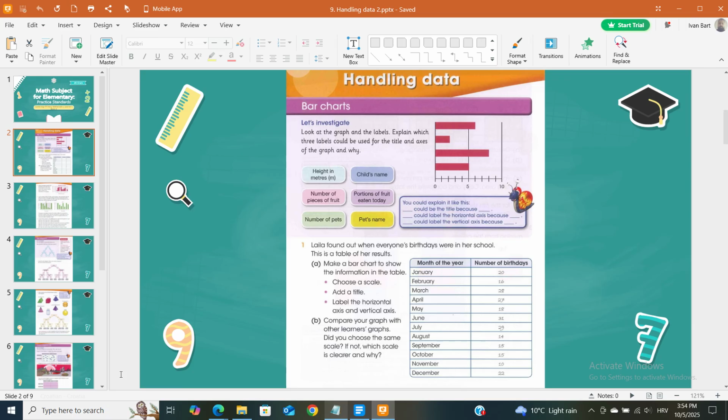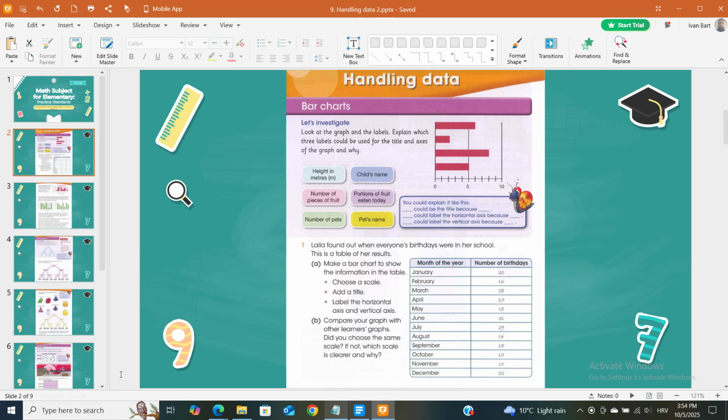Layla found out when everyone's birthdays were in her school. This is a table of her results. (a) Make a bar chart to show the information in the table. Choose a scale. Month of the year.